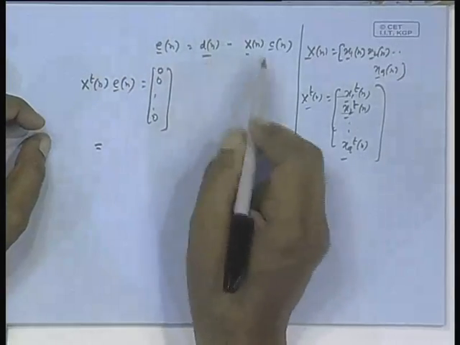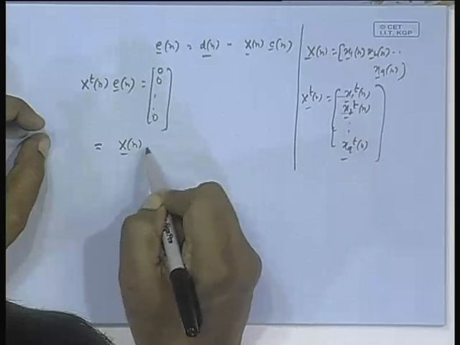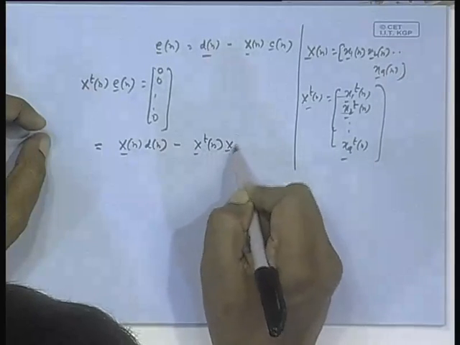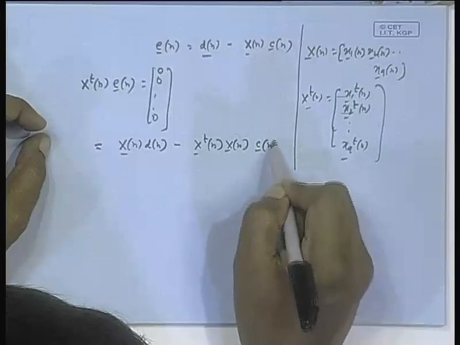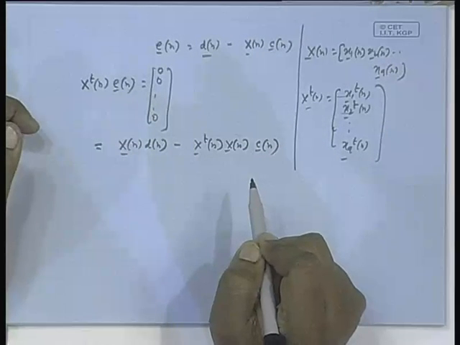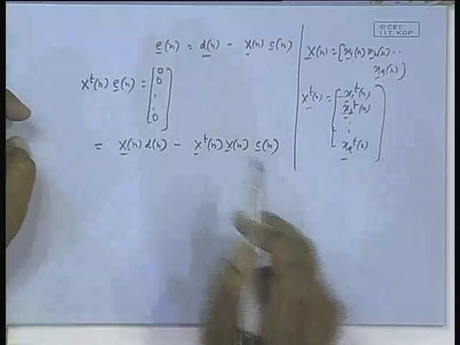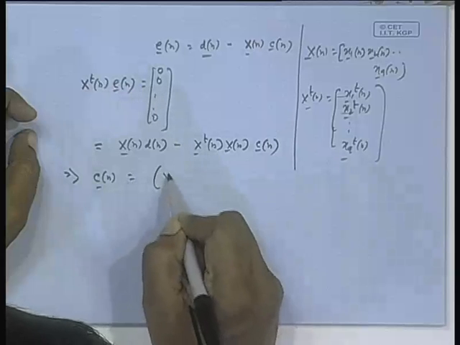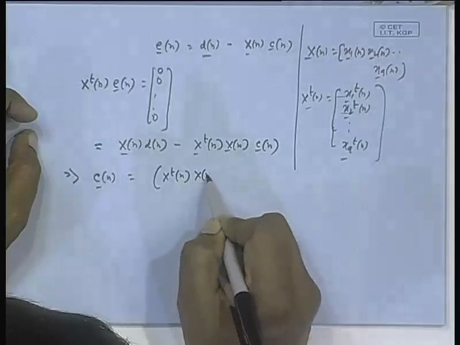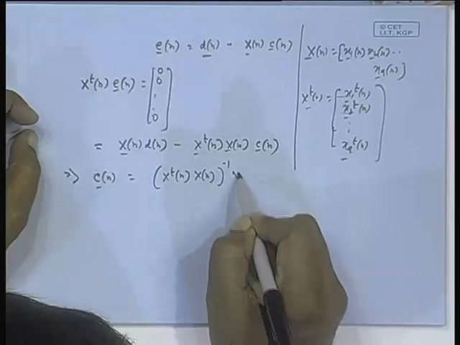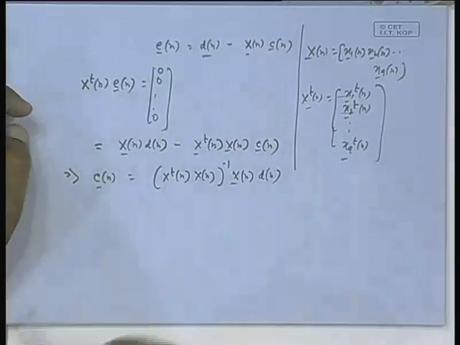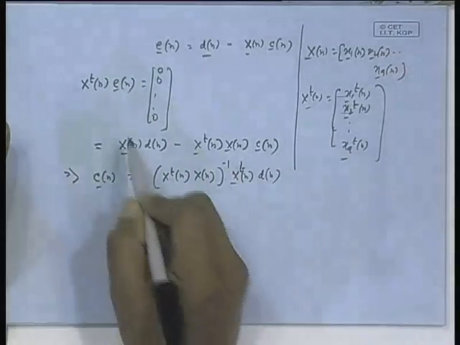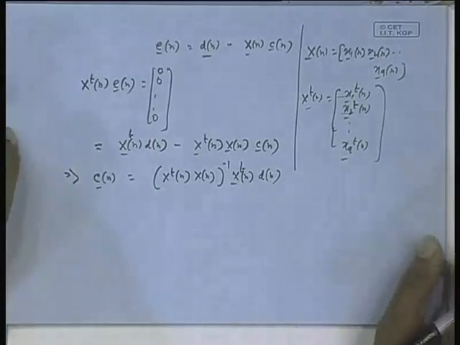But E n you substitute by this, X n d n minus, that means what is C n? Provided the inverse exists. Okay, provided this inverse exists.